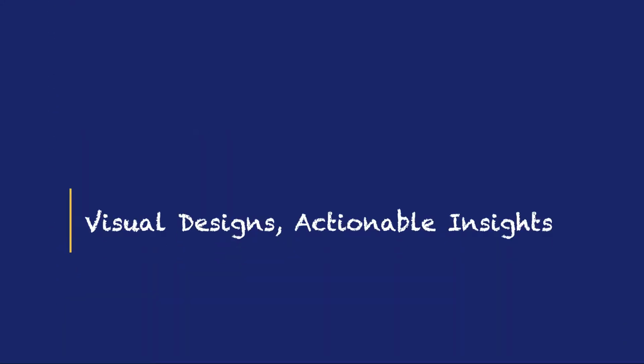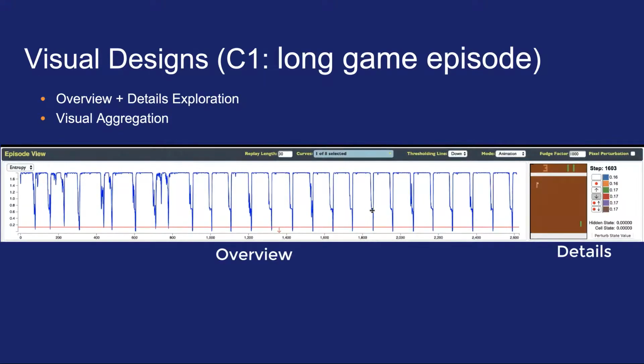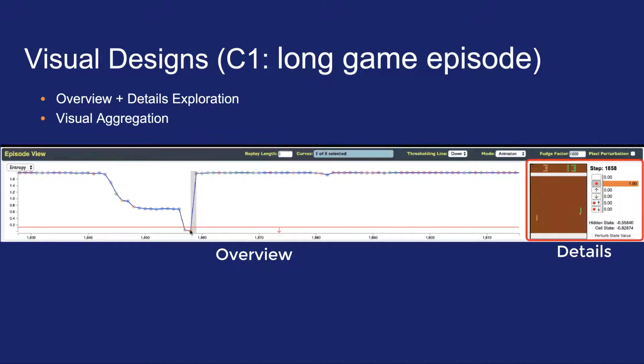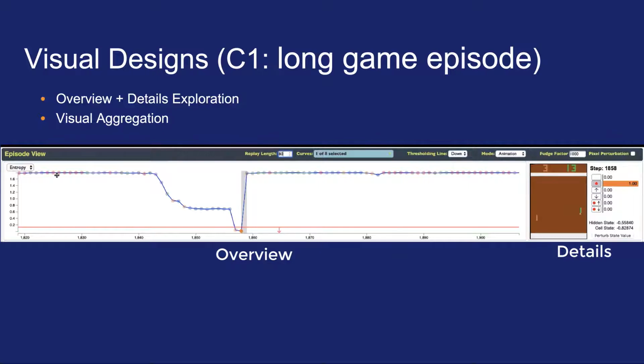Given those challenges, let's now take a look at our new visual designs and interactions. For the challenge of long game episode, we address it through two techniques. First, we explore the long episode through overview plus details. The overview presents a curve reflecting the value of a statistic across steps. It provides informative hints for users to dive into individual steps. The detail part replaces the game at those steps to show the details.